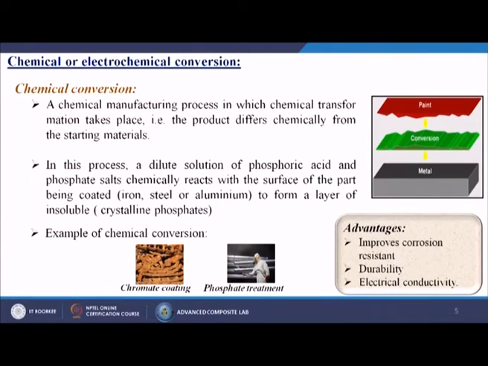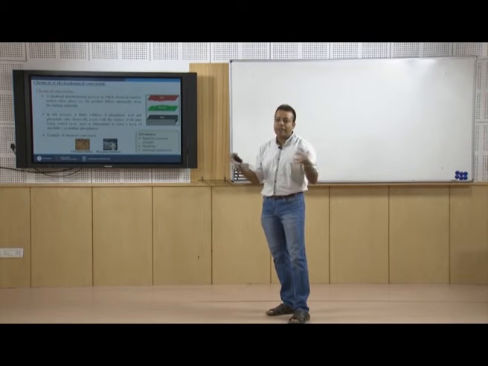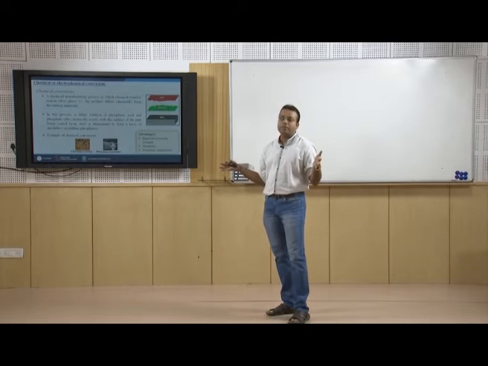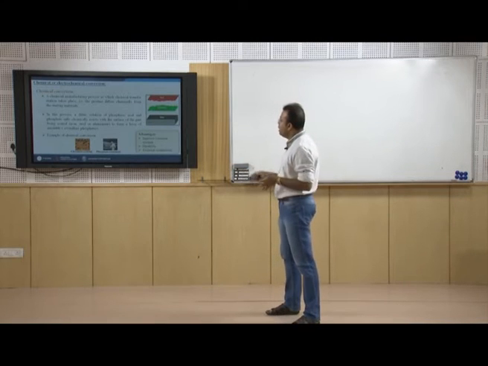The first one is called chemical or electrochemical conversion. It is a chemical manufacturing process in which chemical transformations take place, that means the product differs chemically from the starting material. Here you have the base metal, then you put on a certain kind of paint. When applying the paint, it may convert into some other material which can react easily, or bond easily with your base metal, so that some chemical modification takes place.